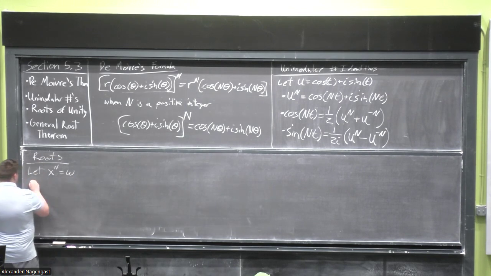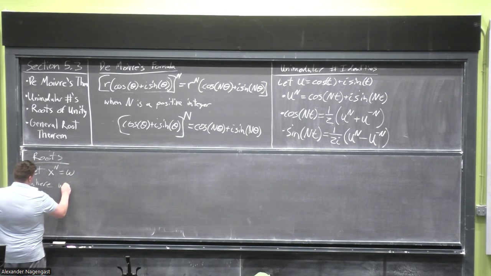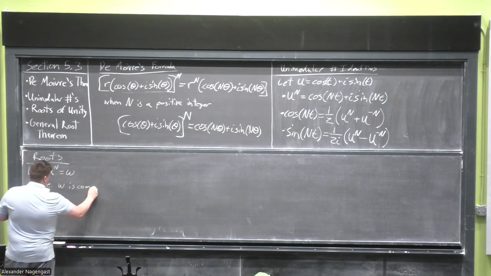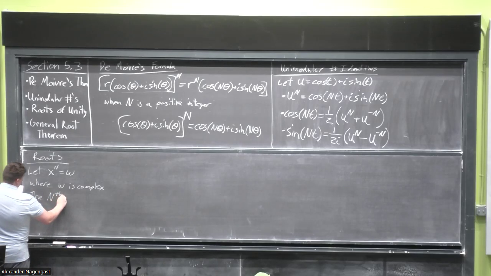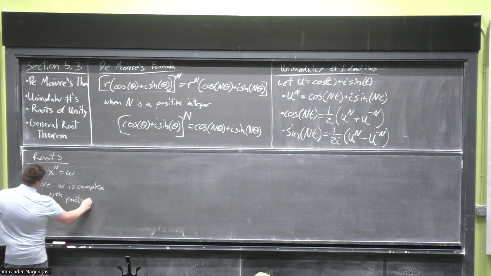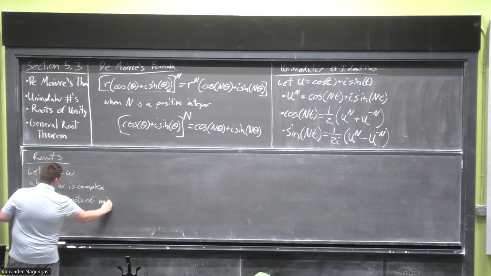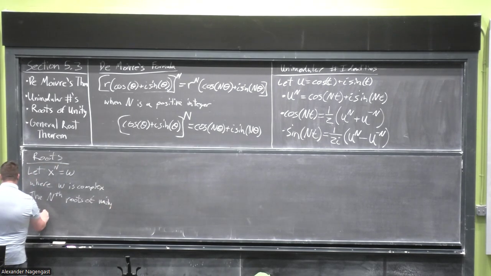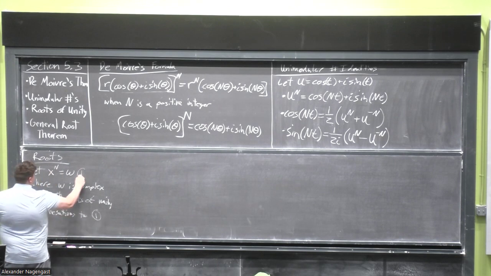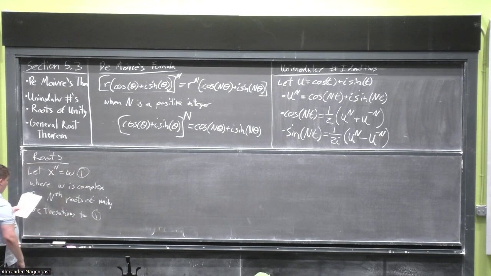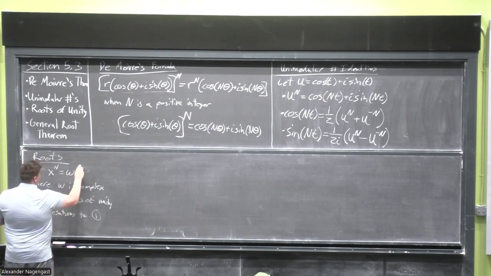Where omega is complex. The solutions are called the nth roots of unity. So the nth roots of unity are the solutions to this equation. Or let me write this as star.